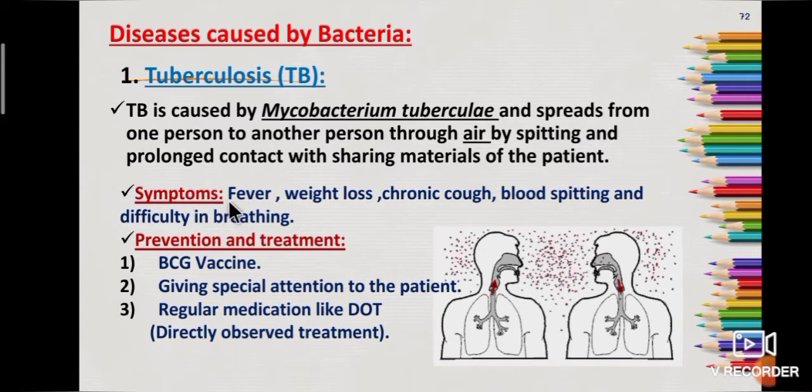Symptoms of TB are fever, weight loss, chronic cough, blood spitting and difficulty in breathing. How to prevent and take treatment for tuberculosis? First one, BCG vaccine. Second one, giving special attention to the patient. Third one, regular medication like DOT. DOT means directly observed treatment.